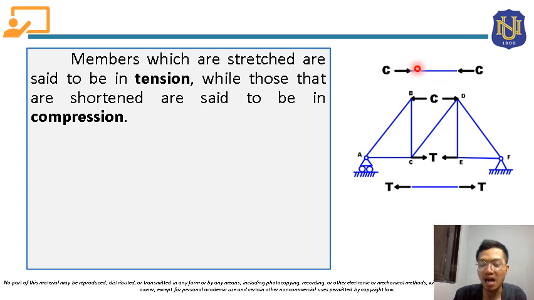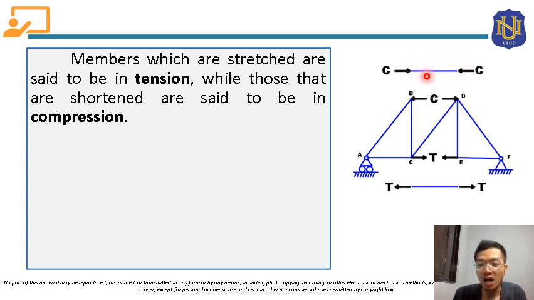So this bar or member BD is subjected to these forces. As we can see here, these forces are directed this way. Since this is the direction of the forces that act in this member, these forces will tend to shorten this member. Meaning to say, this member is subjected to compression forces.